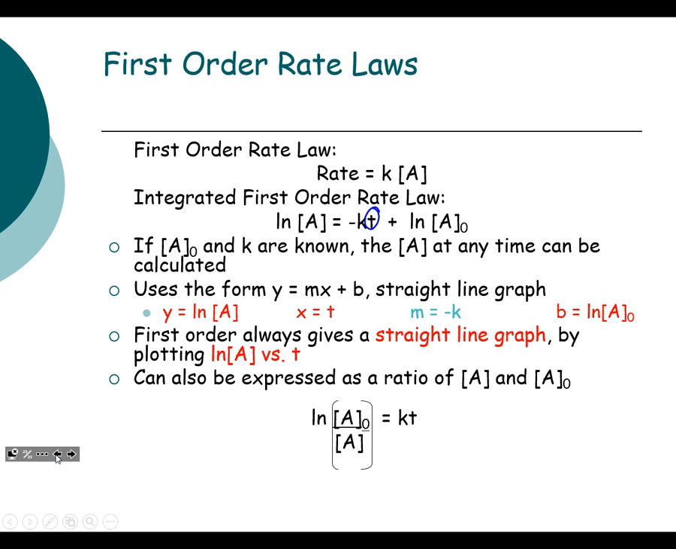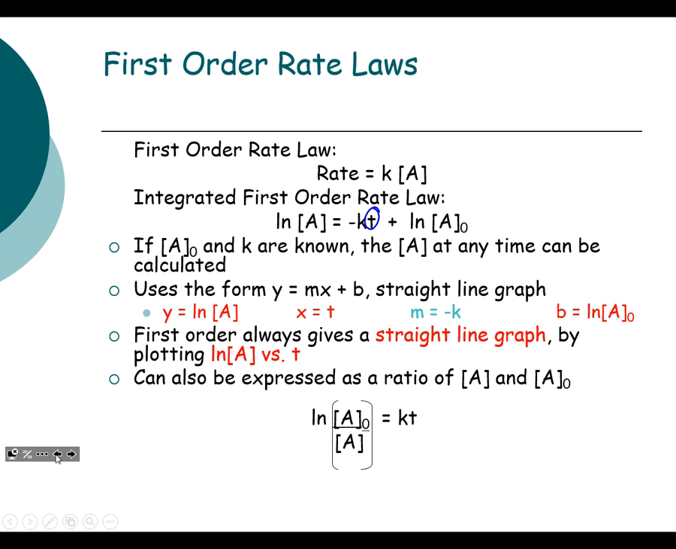If the initial concentration of A and K are known, the concentration of A at any time can be calculated. Now, what is so totally cool about this equation is it is in the form where you are finally going to use algebra. Mark this day on your calendar. We are actually using algebra. This equation is in the form of a line, y equals mx plus b, which forms a straight line graph.